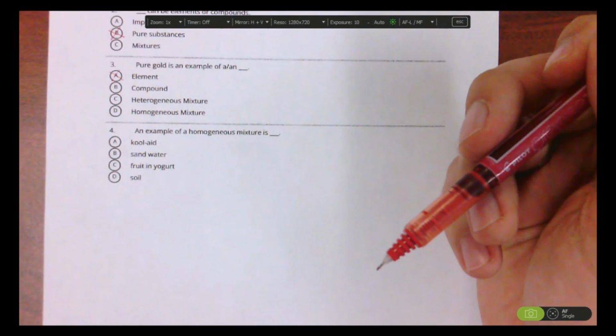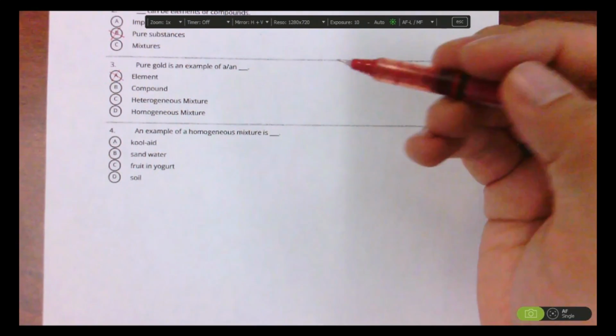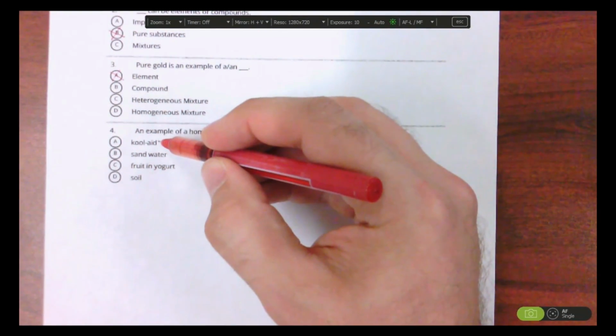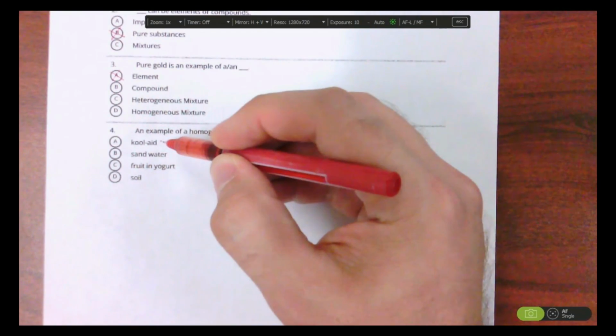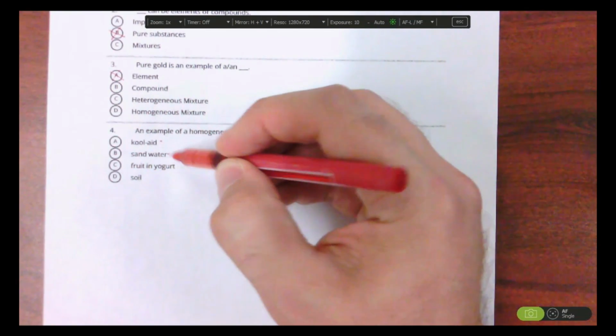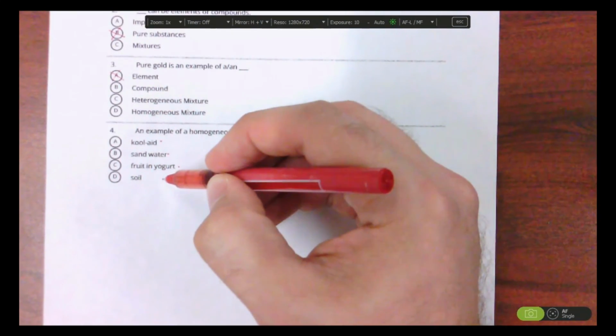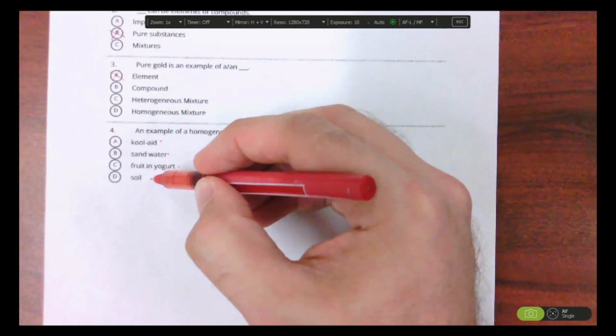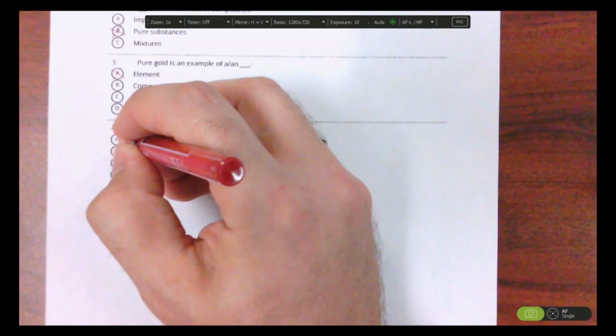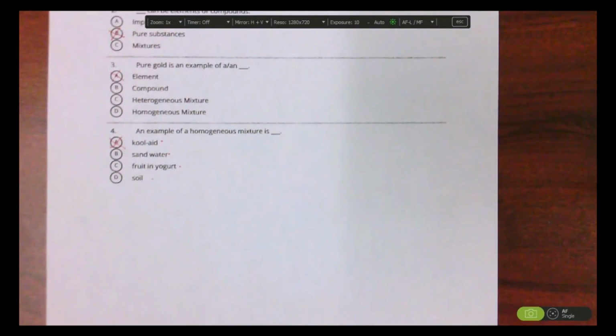Number four, an example of a homogeneous mixture is, I think I kind of gave it away, didn't I? Well, let's see. Does this dissolve in water? Does this dissolve in water? Can you see two different things in this one? Yeah. Okay, are there multiple things in this one? Yes. So the big answer would be this one. That's actually a very good one.